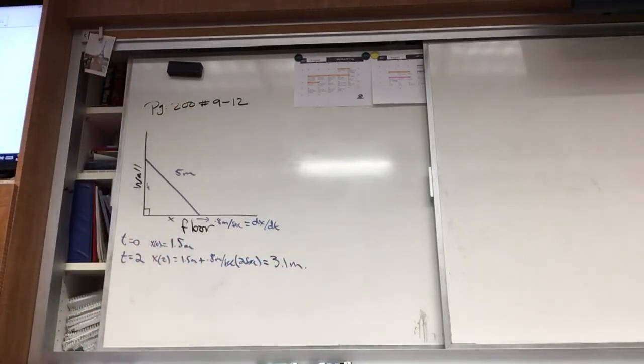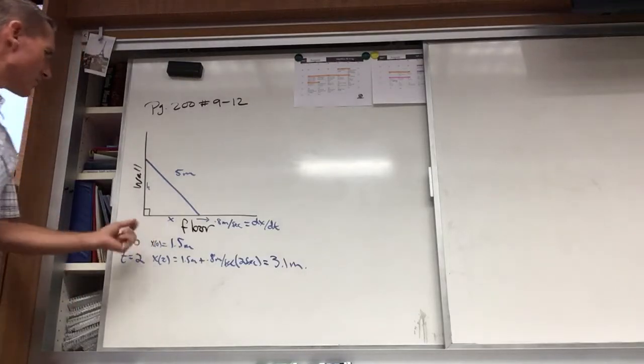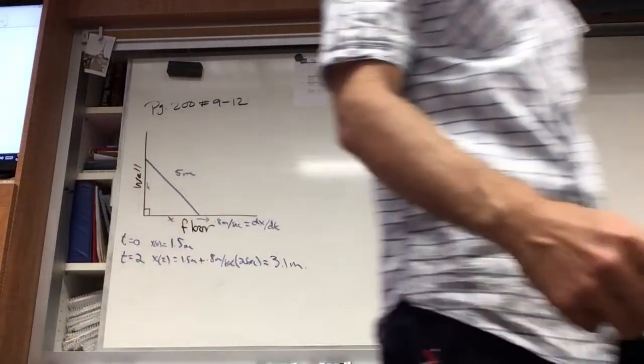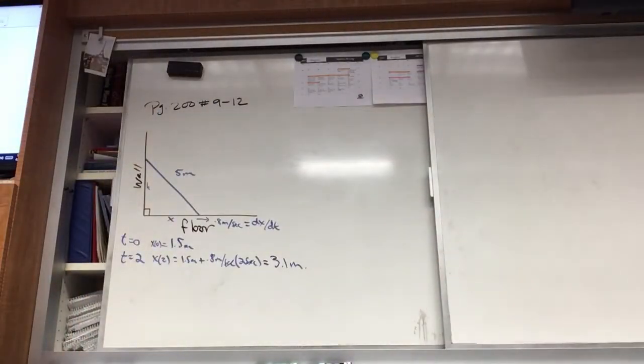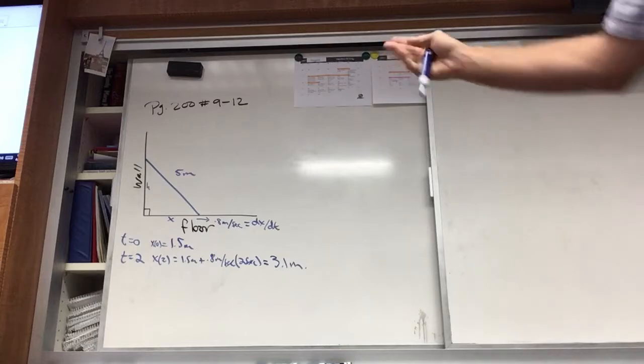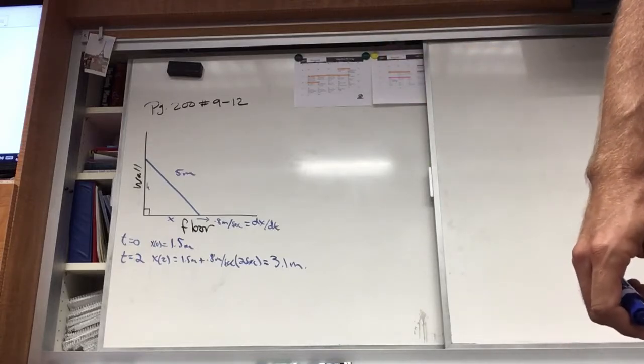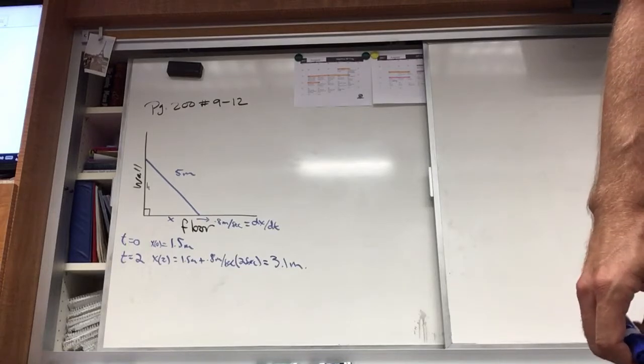So that's going to be 3.1 meters. All right? So at t equals 2, I have that the distance away from the wall that the bottom of the ladder is, is 3.1 meters. So that did not require any calculus other than understanding what it means for the bottom of the ladder sliding away from the wall, how we called that dx/dt. Okay, so let's go on to number 10.